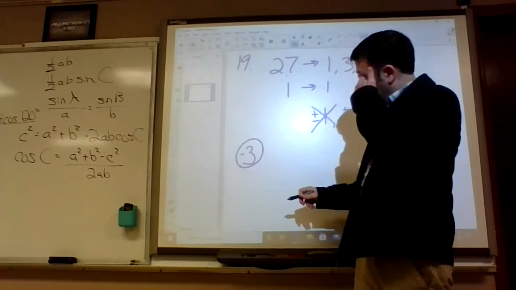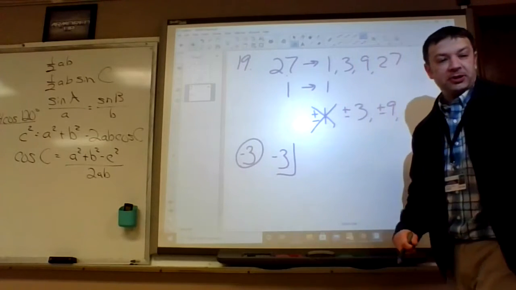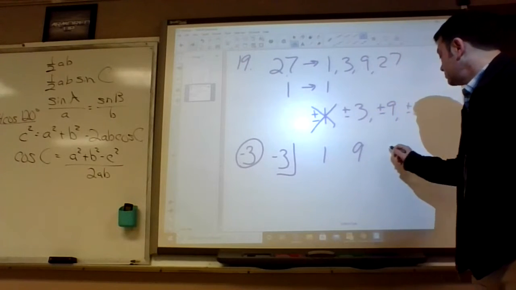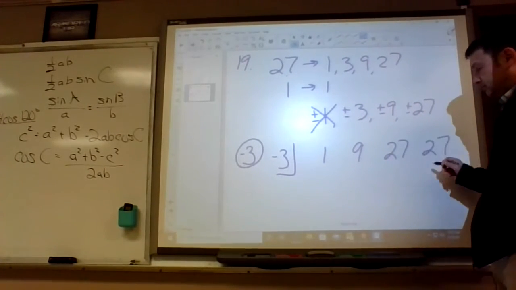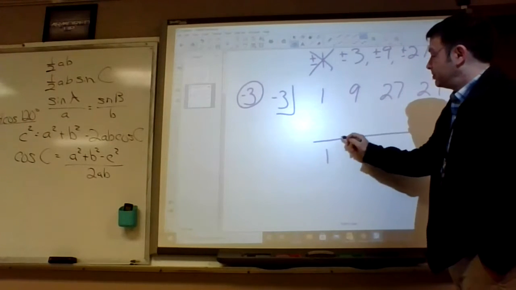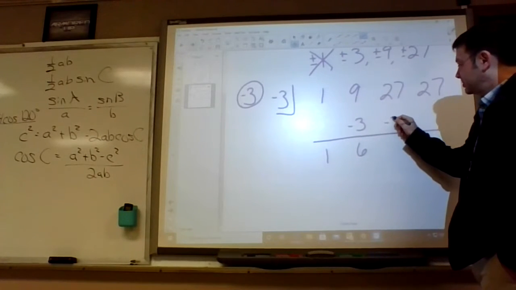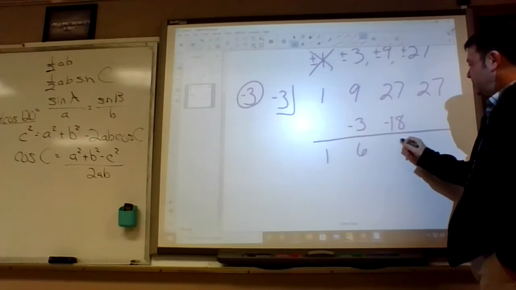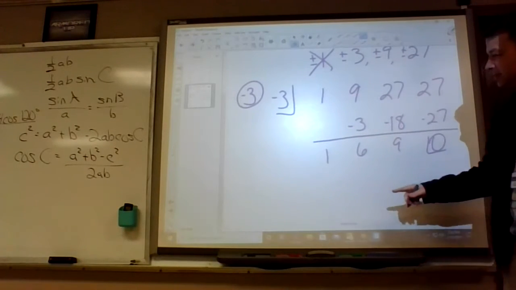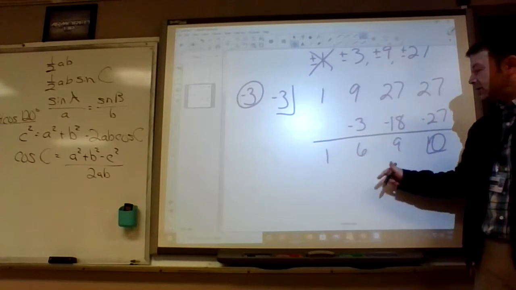Now what do I do? Put negative 3 in the box. Put the coefficients 1, 9, 27, 27. Add down, multiply up. Add down, multiply up. Whoops. Add down, multiply up. So x squared plus 6x plus 9.